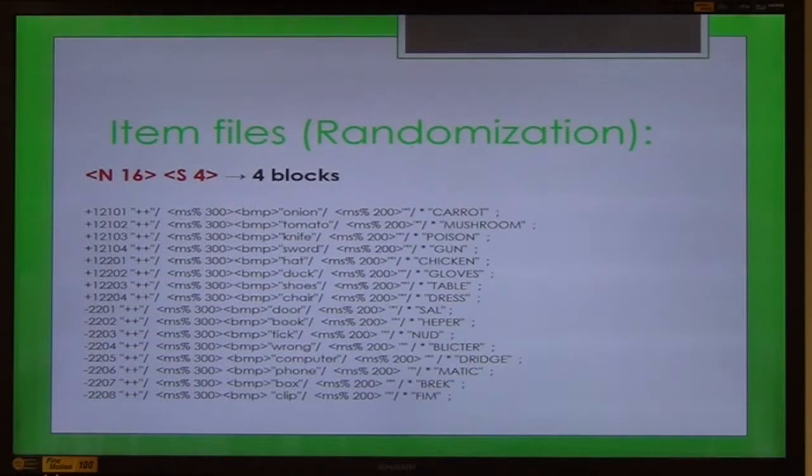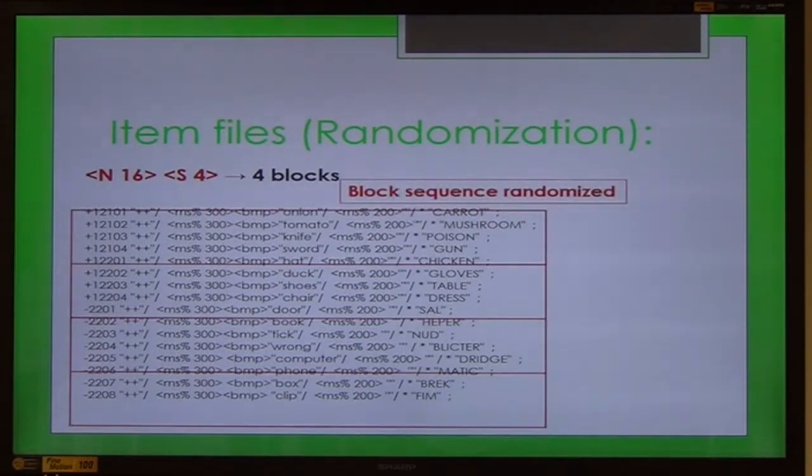Okay, now I will show you what that means by n and s. So here we have 16 trials in the same block. Okay, 16 trials in a block. And so you must write n16 because you have 16 trials. And then if you write s equal to 4, that means the program will divide your 16 trials into 4 blocks when it is making the randomization.